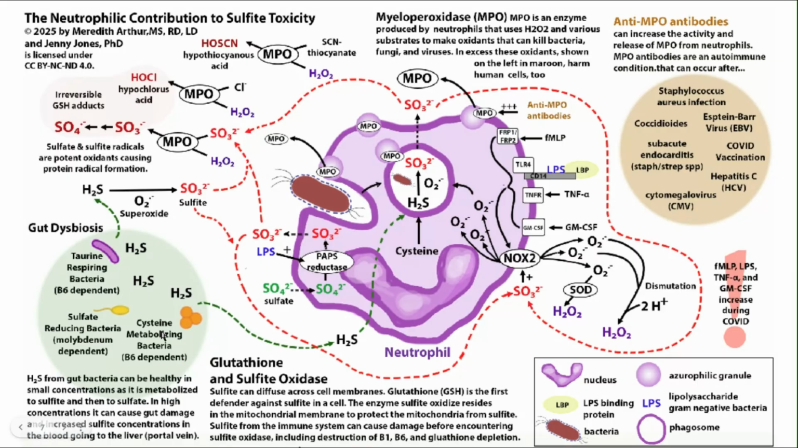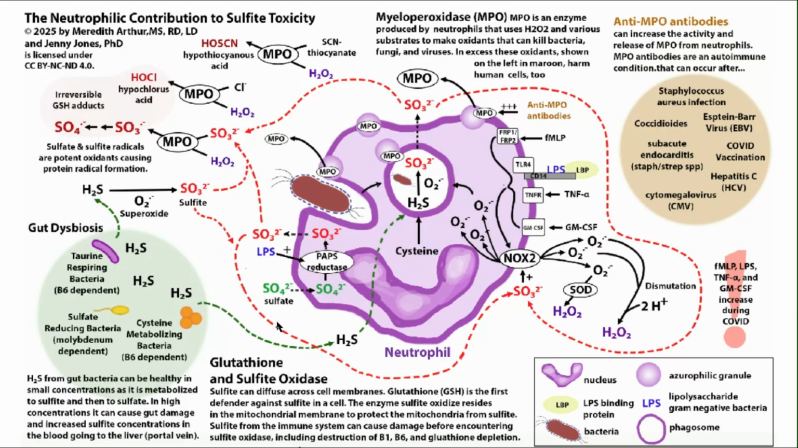So another thing to consider is that the sodium molybdate might inhibit some of the production of hydrogen sulfide from sulfate in your diet, but it's not going to stop the metabolism of taurine or cysteine into hydrogen sulfide. So it doesn't fix all the problems because you still have these cysteine metabolizing bacteria that metabolize cysteine in a B6 dependent manner to hydrogen sulfide. Okay, so that's where all this hydrogen sulfide is coming from.